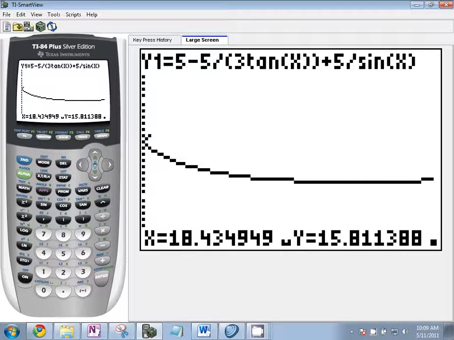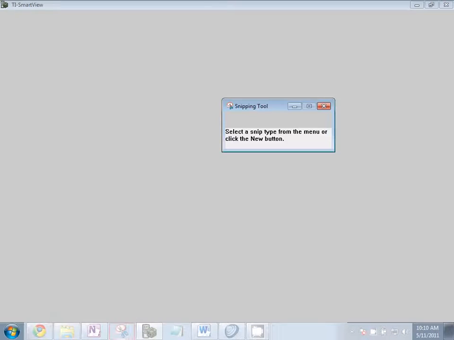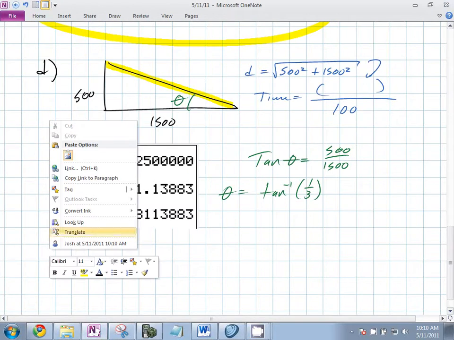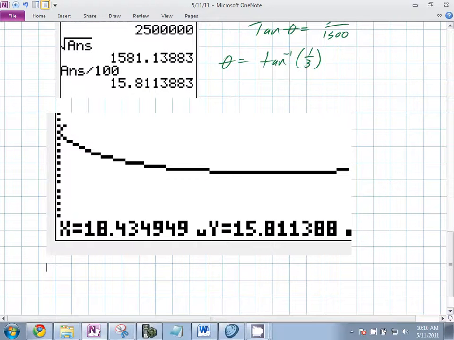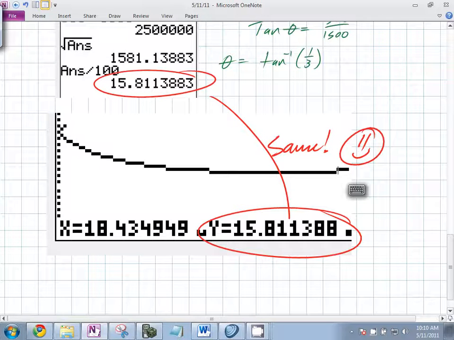So what did we get for our answer there? 15.81. Is that exactly what we're supposed to get? Yeah, that's exactly what we're supposed to get. But look what happens. As theta gets bigger, what happens to the overall time? It gets smaller, right? So if you want to make the trip in as little time as possible, should you go straight there? No. As theta gets bigger from 18 degrees, the time goes down.